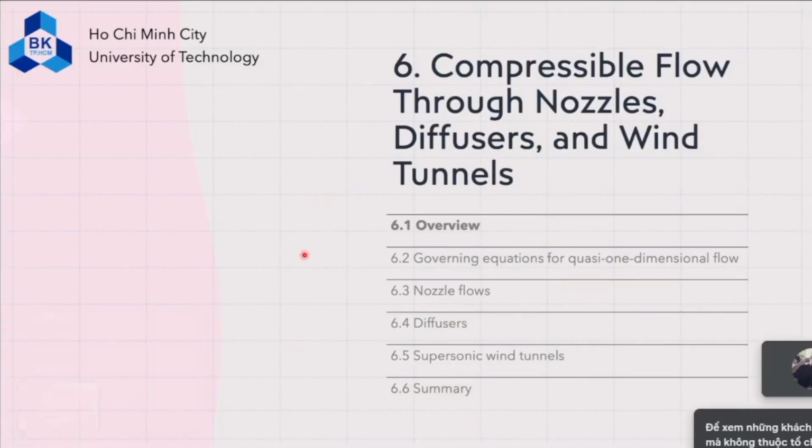A little bit on the overview of topic number 6, compressible flow through nozzles, diffusers, and wind tunnels. If you are referring to the Anderson book, you need to go into chapter number 10. We will cover 6.1, the overview. Even though the Anderson book explains a much lengthier introduction on this topic, for the sake of our lecture, we are just going to briefly give an overview of the chapter.